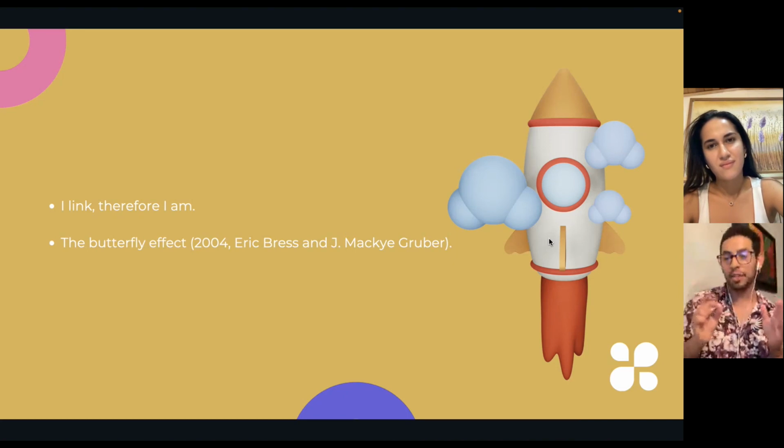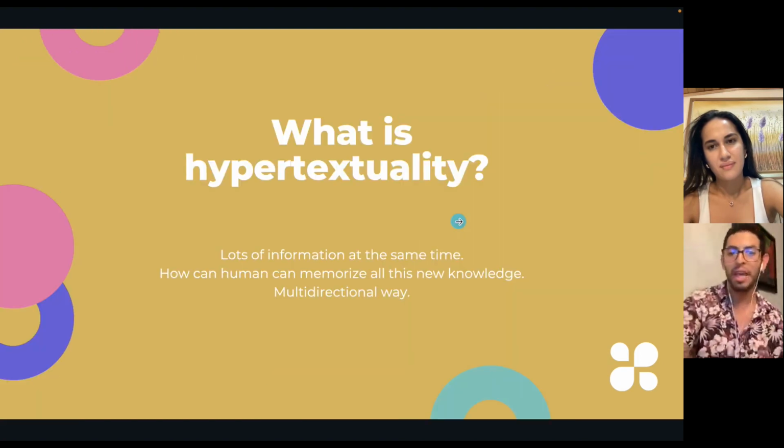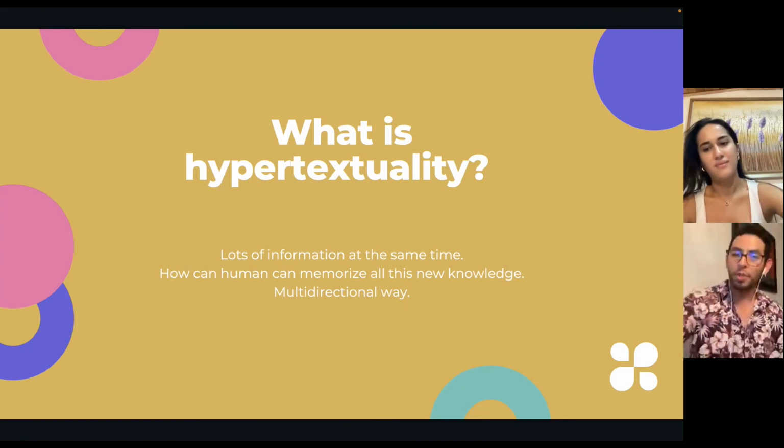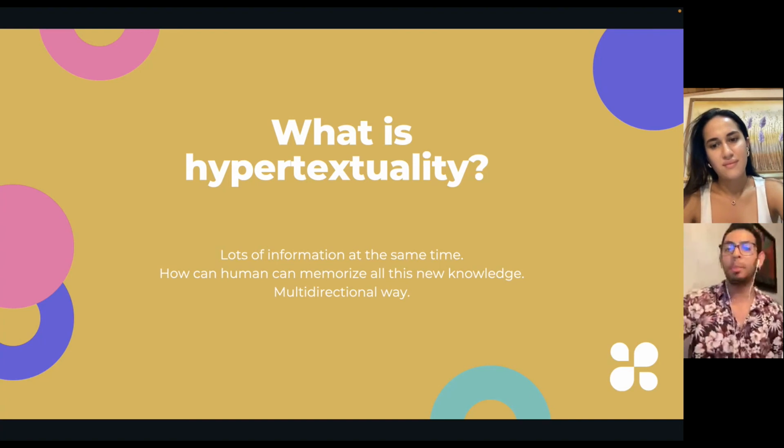But those specific actions that we can translate into specific hypertextual links can make a huge difference, can enrich the information that the author is bringing to the reader and make the information clearer with several sources. And as you mentioned before, I want to quote again this multidirectional way, giving the option to humankind to memorize all this new knowledge.